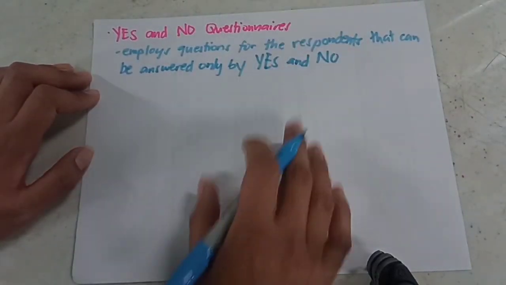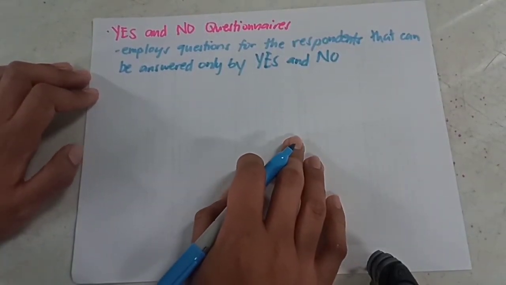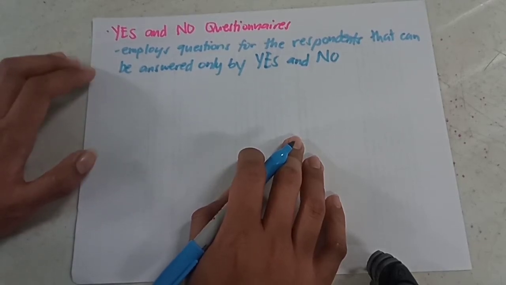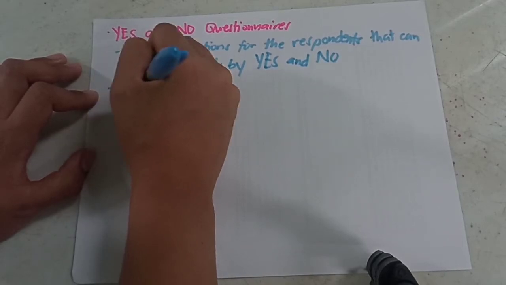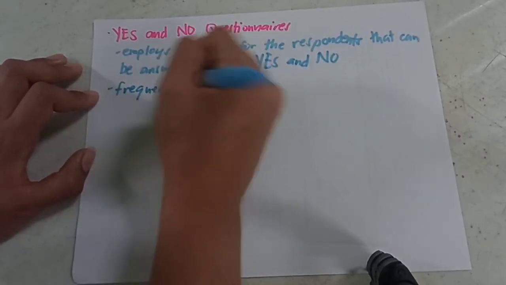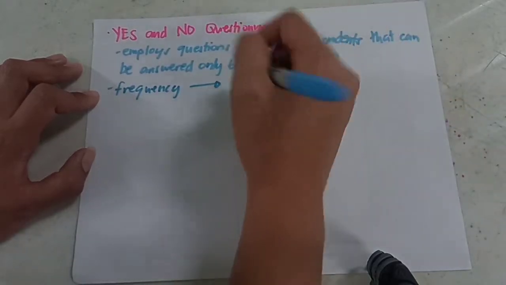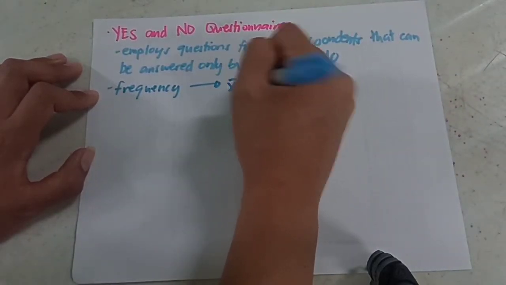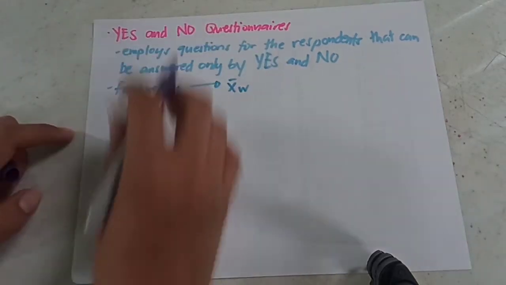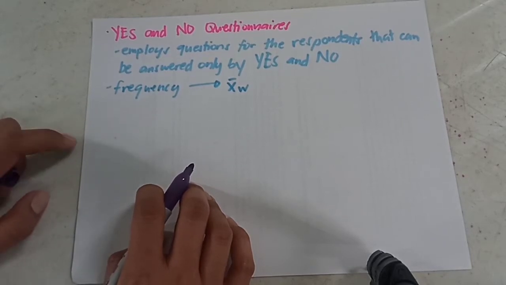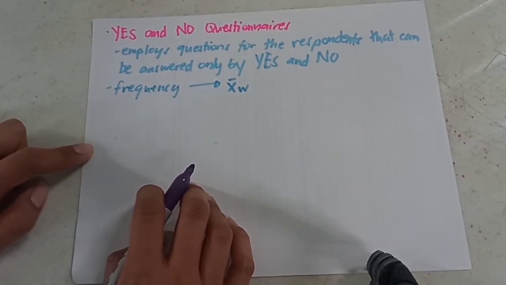And since the quantitative data of the yes and no questionnaires is concerned with the frequency, it can also use the statistical treatment of weighted mean. Okay? It can use the weighted mean. So, an example of a yes or no questionnaire. Let us have an example, still pertaining to the topic, how adequate the SUCs are in the Calabarzon region.